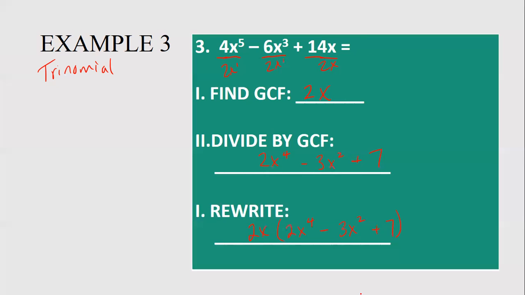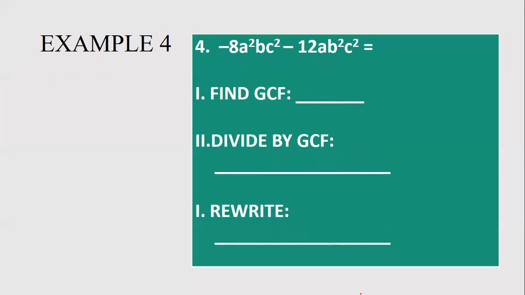Easy enough? All right. Let's take it up a step. This is only a binomial. It has a lot of variables, but it's only a binomial because there's only 2 things, 2 expressions being added together, right?